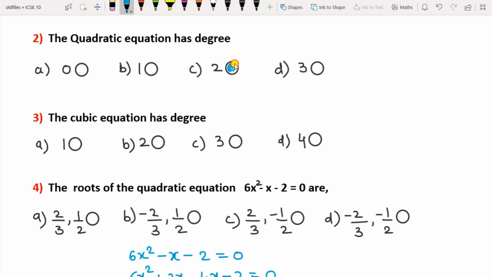Second question, the quadratic equation has degree 2. Just now we have seen that. Okay, now you know how to darken the circle, so I will just be ticking it. The cubic equation has degree 3.